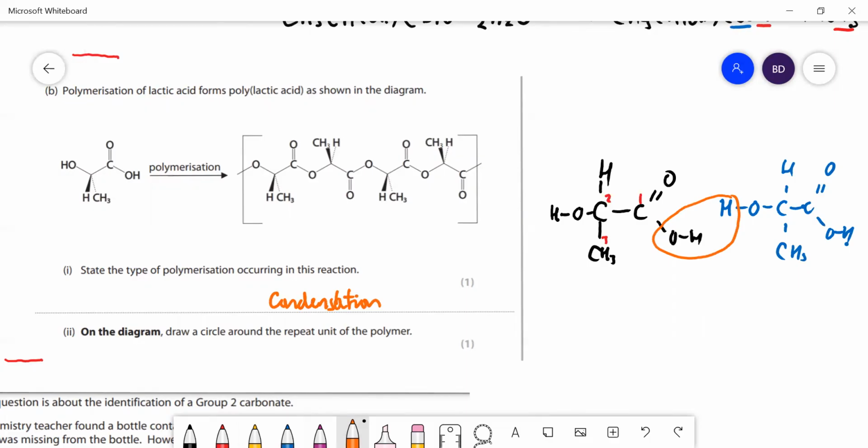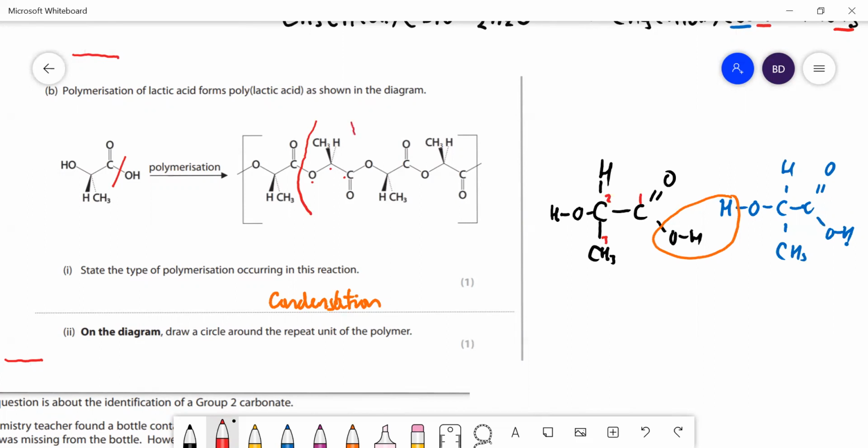Draw a circle around the repeat unit of the polymer. Okay, so right, I like to start at the new bond formed. So you can see that bond's going to break. So what I'm going to do is draw that bit there. Right, now I need to go, this is the lactic acid.